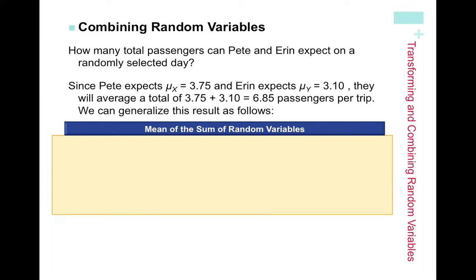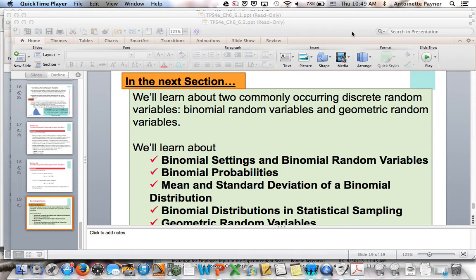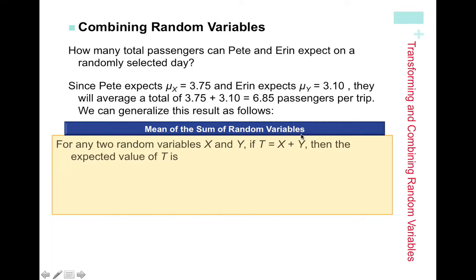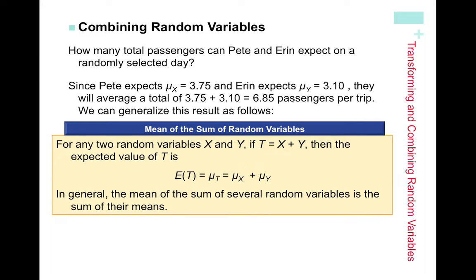Alright, so if we combine random variables, what we're doing here is we're combining all the possible outcomes. When you want to combine the means, you can just add the two means together. It's pretty straightforward. The expected total between the two of them is just the means added together.